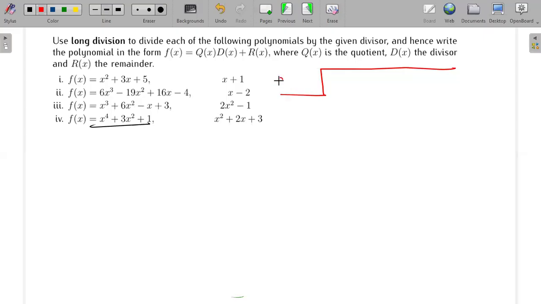So next you have 2x squared minus 1, then x cubed plus 6x squared minus x, then we have a plus 3 there. So we have this one which has been given to us like this. So what are we going to do here? Well, things don't really change much.